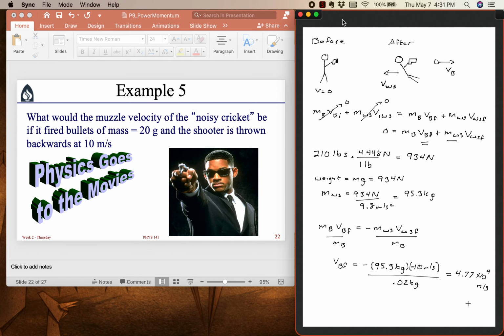That seems rather large, and in fact, if we convert 4.77 times 10 to the 4 meters per second into miles per hour, we'll find that it's over 100,000 miles per hour, which isn't really physically realistic for any gun, which indicates, of course, that this was some advanced alien technology that he was using.